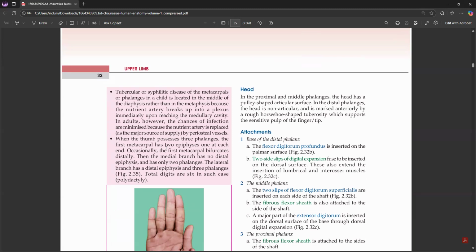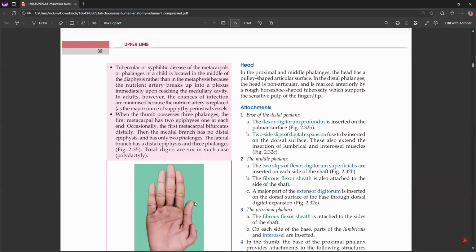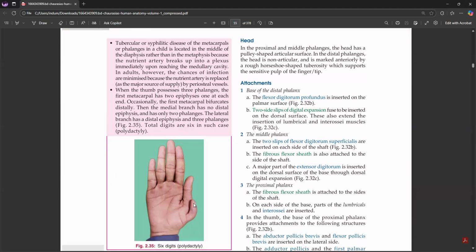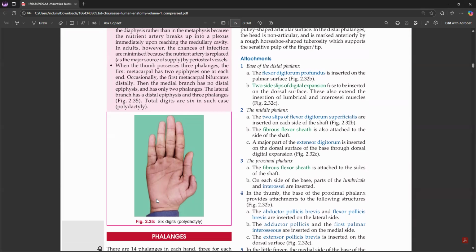Tubercular or syphilitic disease of the metacarpals or phalanges in a child is located in the middle of the diaphysis rather than in the metaphysis because the nutrient artery breaks up into a plexus immediately upon reaching the medullary cavity. In adults, however, the chances of infection are minimized because the nutrient artery is replaced as the major source of supply by periosteal vessels. When the thumb possesses three phalanges, the first metacarpal has two epiphyses, one at each end.